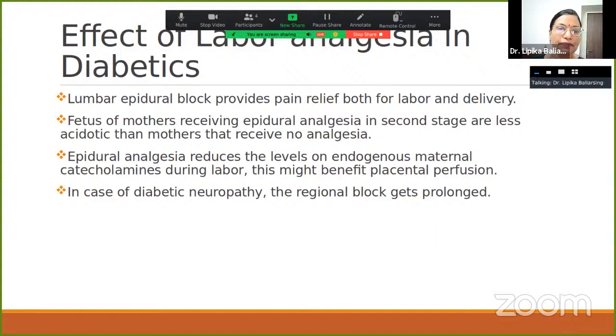patients. And in case of diabetic neuropathy, the regional block gets prolonged. So this point we have to keep in mind, and we have to adjust our doses, and we have to do proper positioning with proper padding and take care of the pressure points.